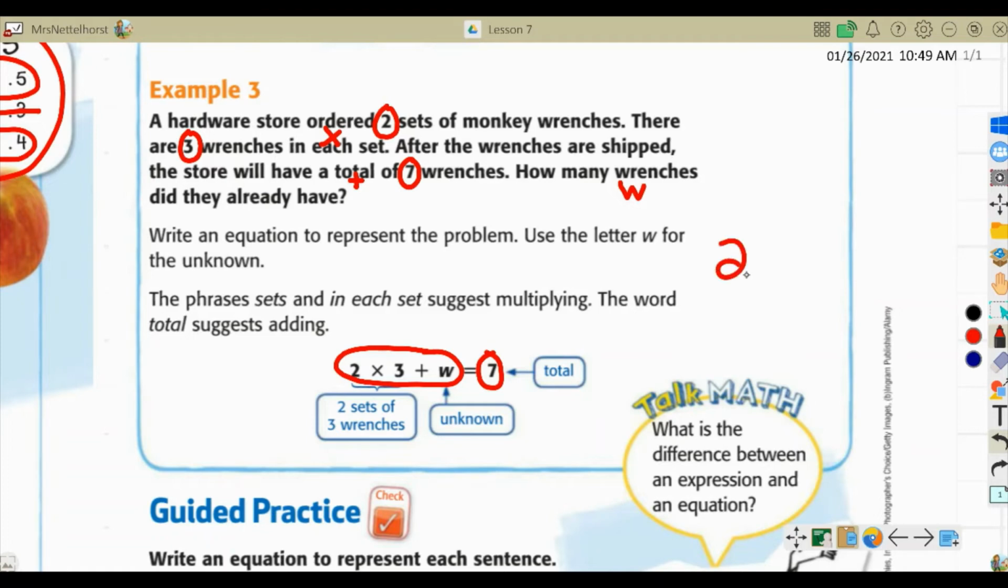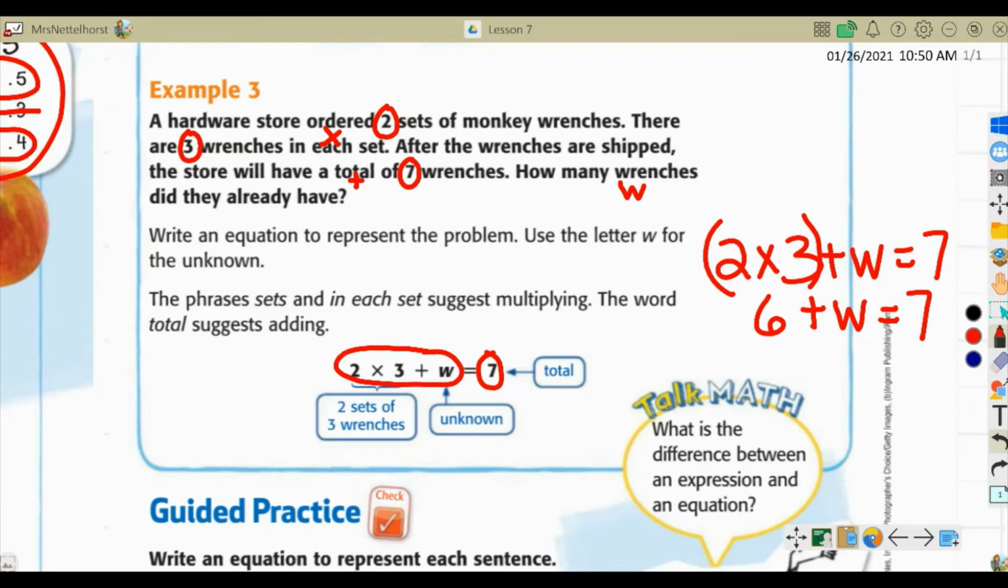So let's go ahead and solve it, just for chuckles and yucks here. 2 times 3 plus W equals 7. So I'm going to multiply first, plus I can't do 3 plus W because that's meaningless till I know what W is. So 2 times 3 we know is 6 plus some number equals 7. Well, from first grade, I know that 6 plus 1 equals 7. So they started out with 1 wrench and now they have 7.